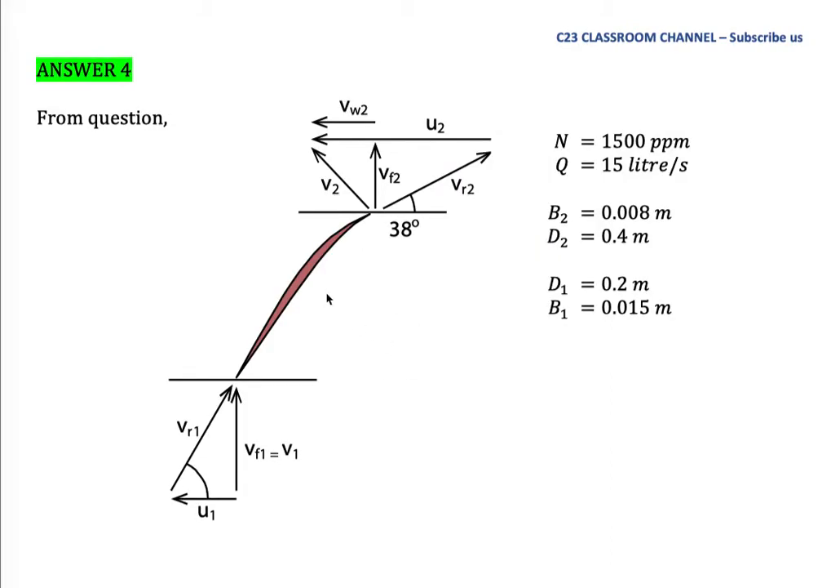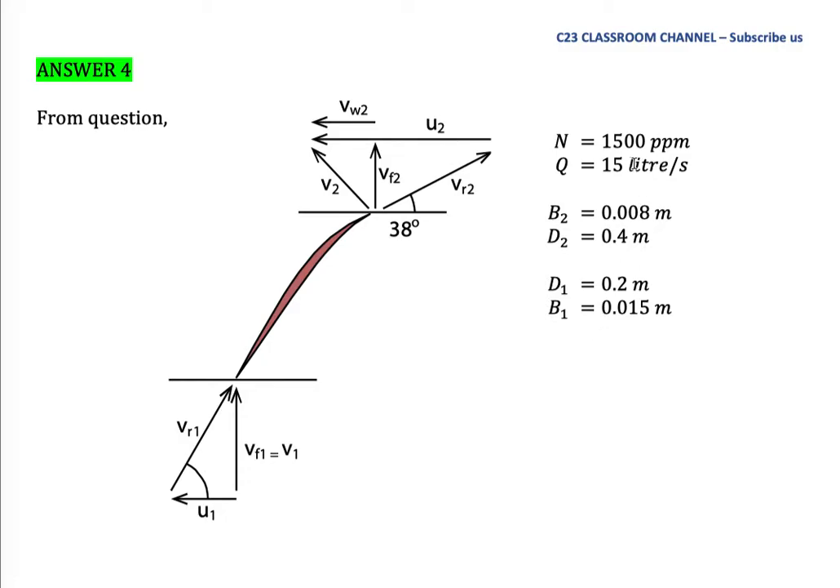So first you need to draw the velocity triangle. To simplify this calculation, I assume that there is no whirl velocity at the inlet. So the velocity triangle at the inlet will become like this, and the velocity triangle at the outlet will become like this. And the angle 38 degrees lies at this side. This is all the information that we get from the question.